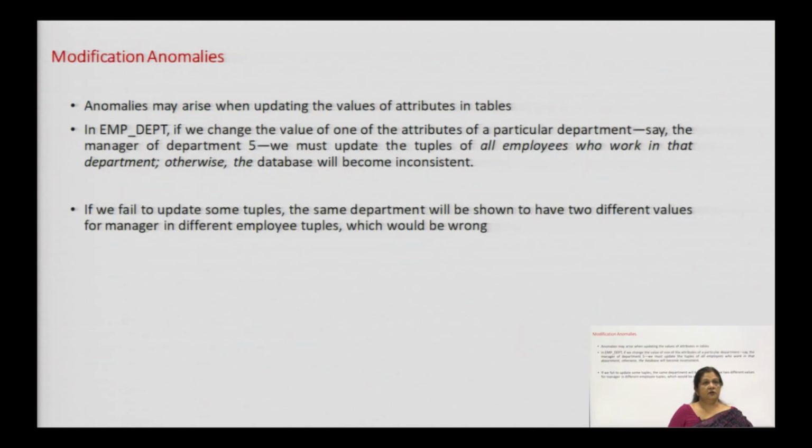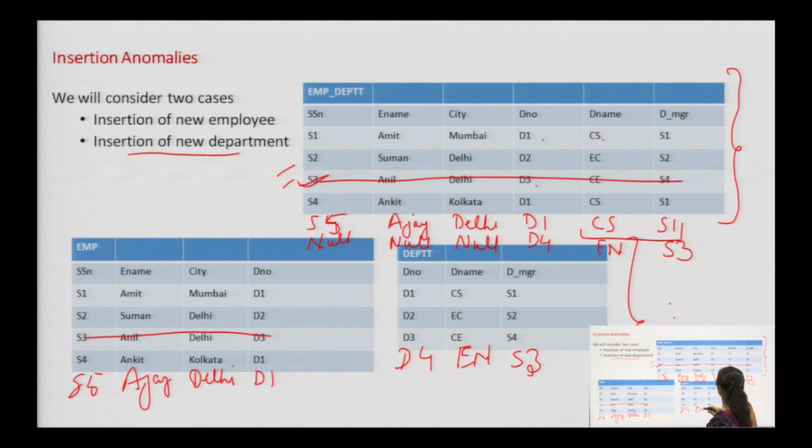Then let us come to the modification anomaly. Let us say in the employee department, if we change the value of one of the attributes of the department, say a manager of the department. So, over here let us say I want to change the manager of the department D1, I want to make S3 the manager. So, I have to do it here, here and here, at 3 places.